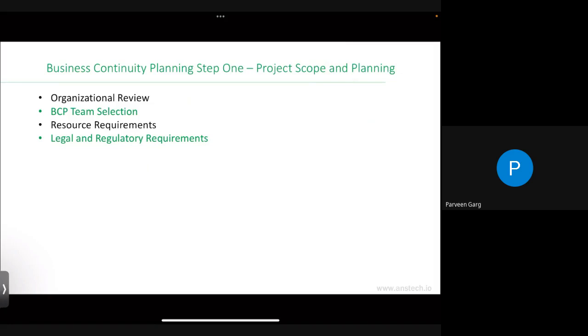So what happens in business continuity is, step one, project scope and planning: you first need a team. So you form a team. That team carries out the organizational review. It works out what the requirements are. We said business objective requirements; here you do an organizational review as to why we require business continuity.